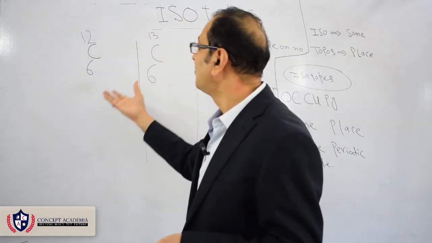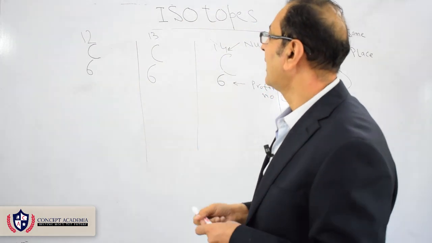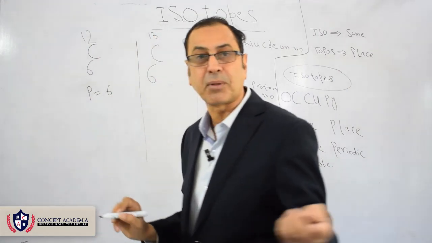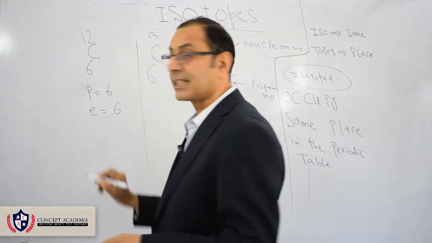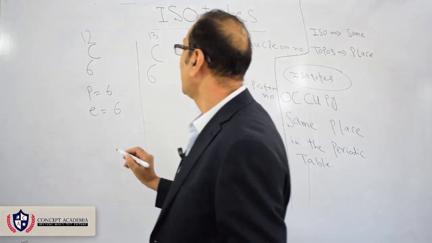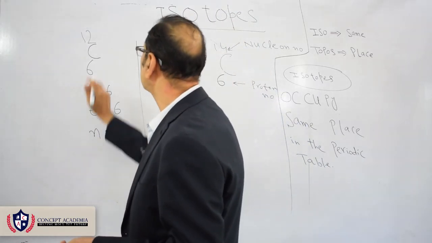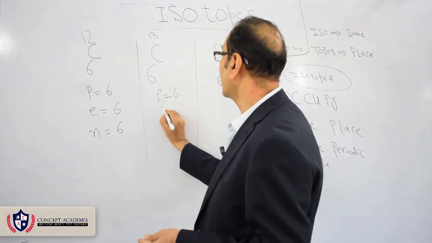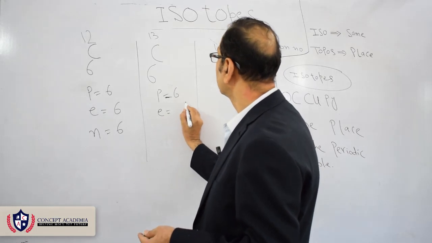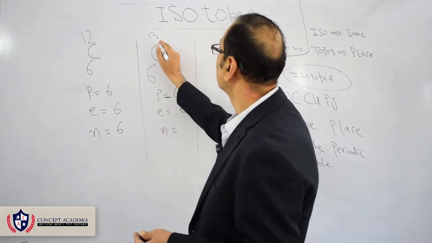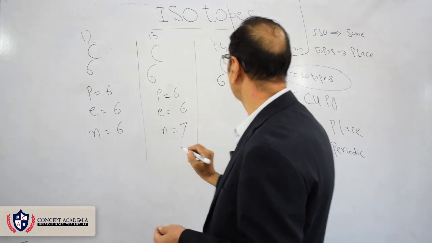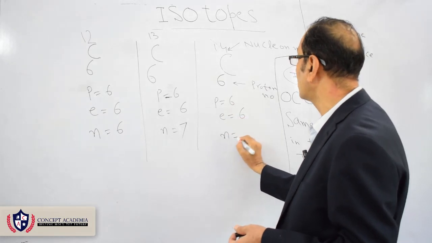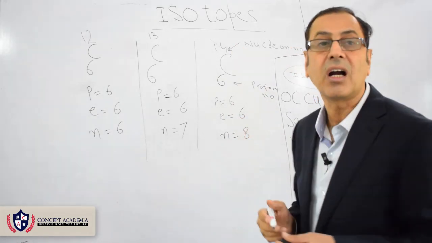I like to explain it further. If it is carbon 6 and 12, then 6 means the protons are 6. If the protons are 6, electrons will be 6 because protons and electrons are the same, and the neutrons are 12 minus 6, which is 6. In this case, protons are 6, electrons are 6, and neutrons are 13 minus 6, which is 7. And in this case, the protons are 6, electrons are 6, and neutrons are 14 minus 6, which is 8.